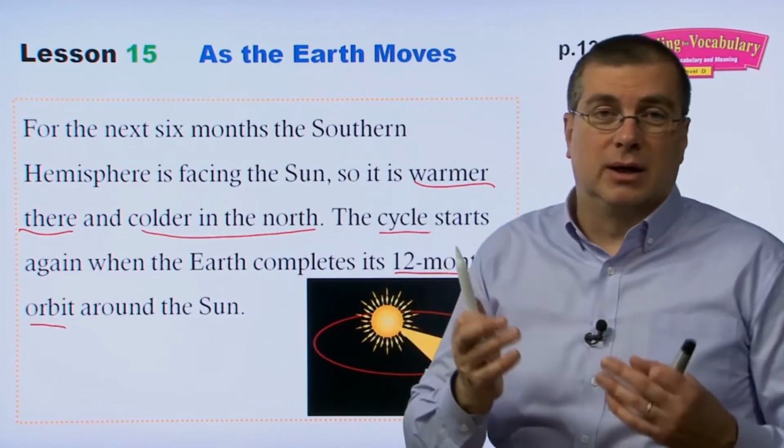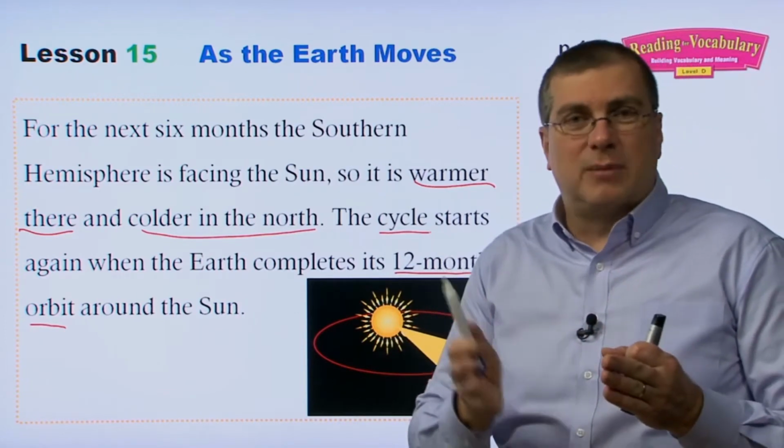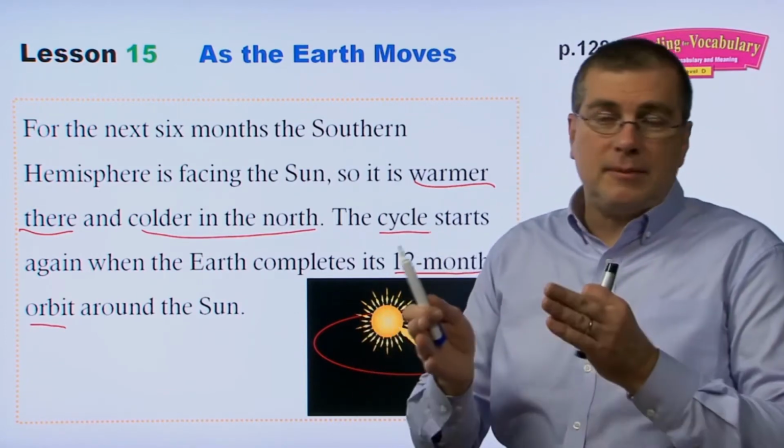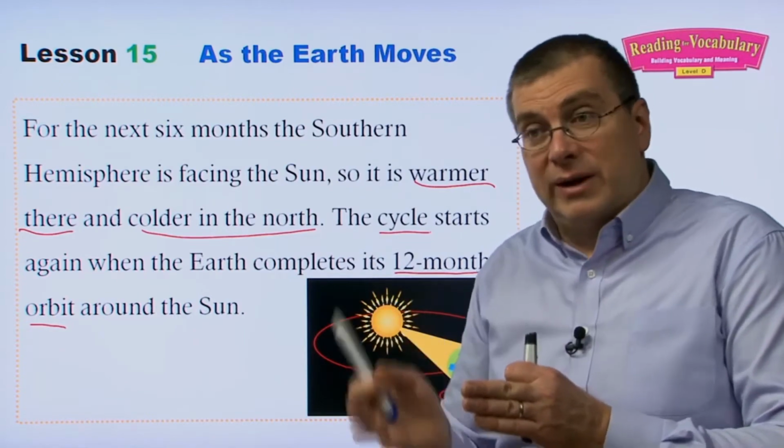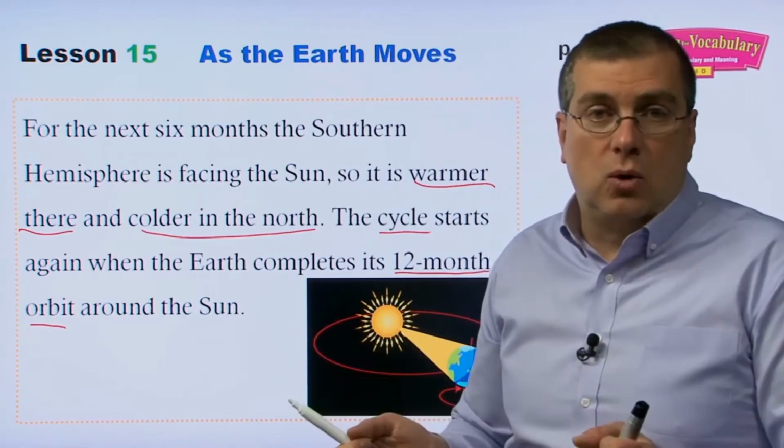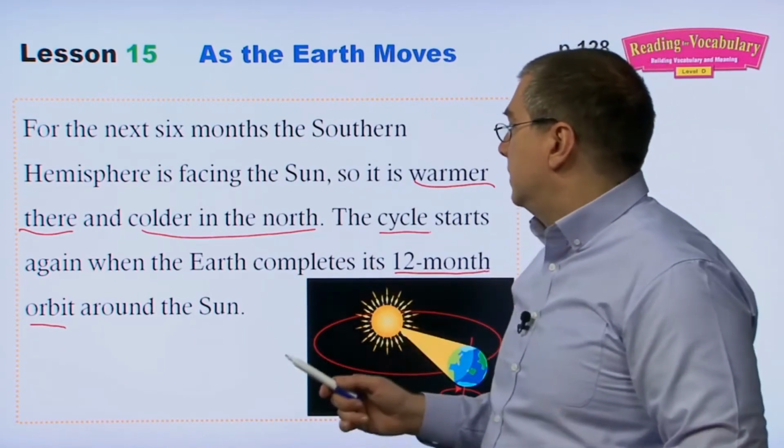So that's part of spring, summer, and part of fall is warm. The end of fall, winter, and the beginning of spring is cold. Okay? And that's what's going on.